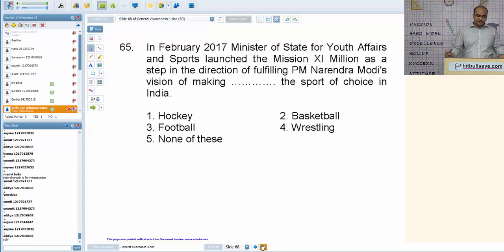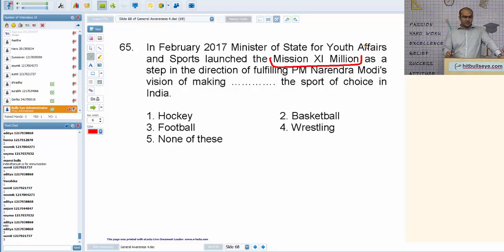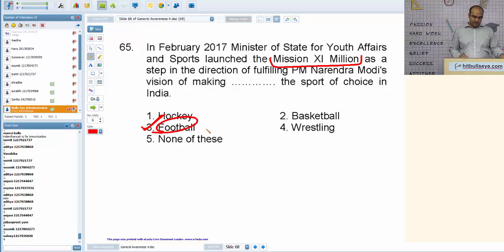Next, in February 2017, the Minister of State for Youth Affairs and Sports launched the Mission 11 Million as a step in the direction of fulfilling Prime Minister Narendra Modi's vision of making football the sport of choice in India. Right? So Mission 11 Million has been launched to increase the popularity of football in India. The idea is to introduce football in a large number of schools across the country.